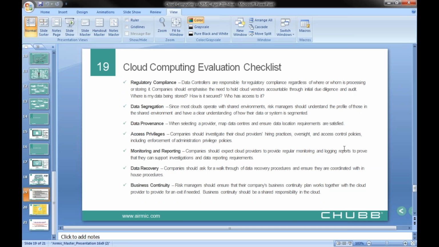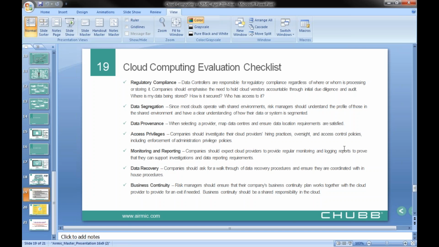The first ones here are regulatory compliance, of course, then data segregation, so knowing what data and systems are shared, what not shared, how they're segmented away from third-party information or from non-critical information, who has access to it. Data provenance. This is becoming more and more important in Europe as to where your information is actually sitting. If it contains personal data, you may have some obligations under new EU rules.